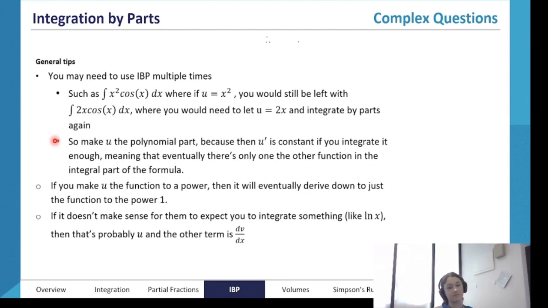The other thing is if you make u the function to a power, it will eventually just derive down to just the function to the power 1. So if you have, say, sine squared x, if you let u equal sine squared x and you do integration by parts, you will eventually be left with a function with only the power 1, which often is much easier to integrate because then you don't have that power.